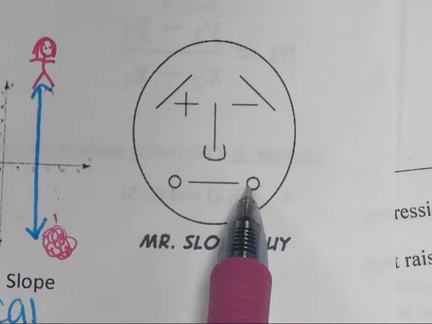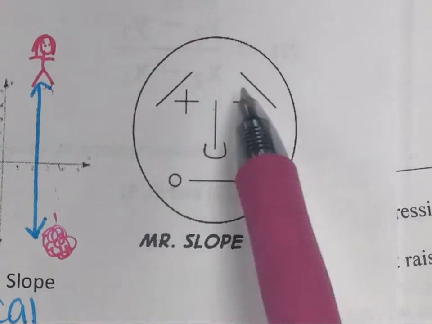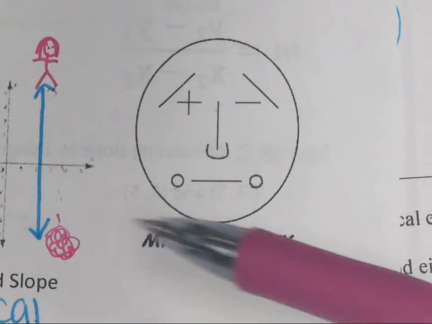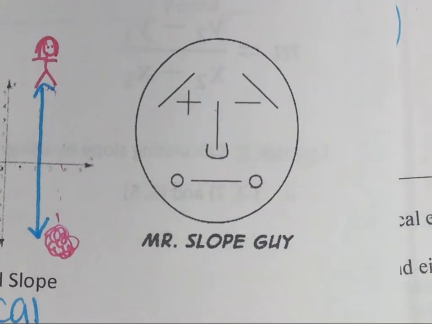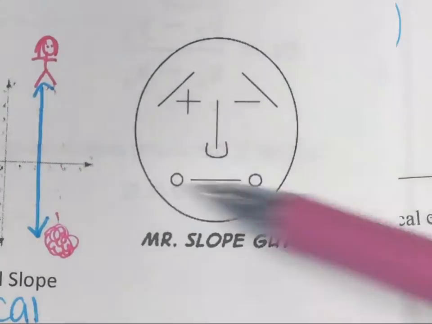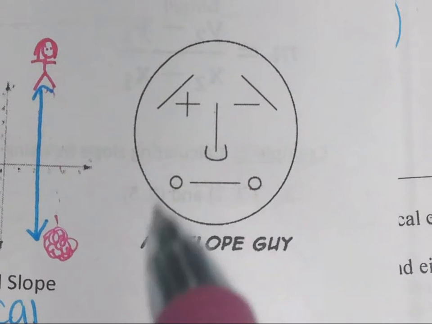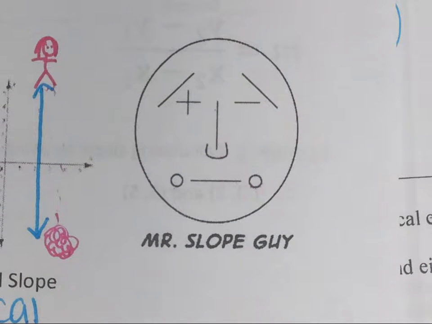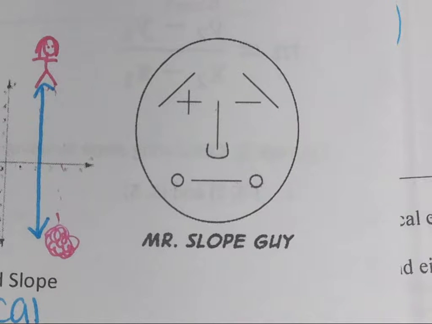So, Mr. Slope Guy, if you have any papers, an assignment, a quiz, a test, and you like Mr. Slope Guy, draw him on there so you can refer back to him. Remember your undefined, zero, positive, and negative slopes.